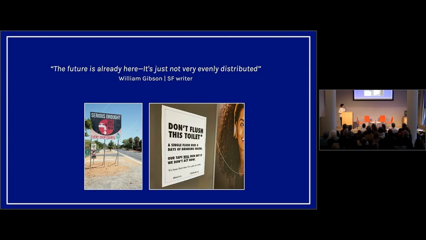And the other part is how some of the signs in other places are actually portraying some sort of future. So these are signs that I saw 2 years ago in South Africa, which depicted a drought and that there's no water anymore. And yeah, if you place that in Amsterdam, that's going to be a very dystopian thing.